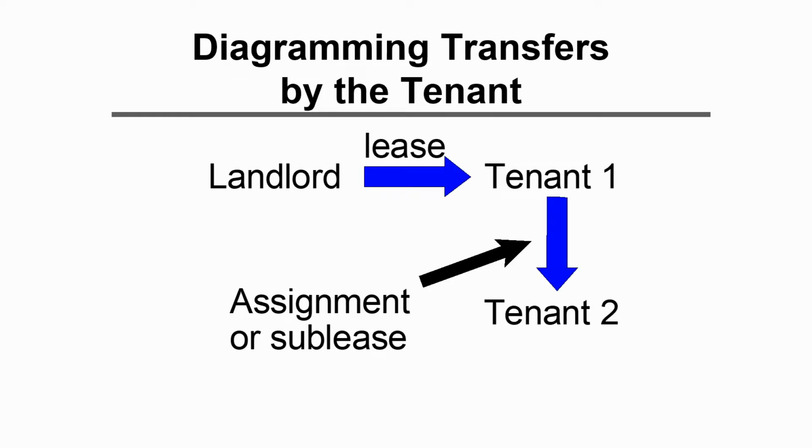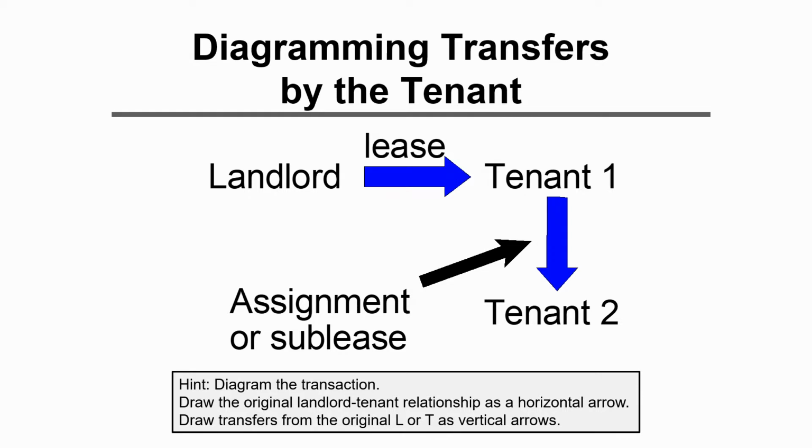But before we do, let's consider how to diagram these kinds of cases. There's a tremendous amount of power in making a good diagram of a case. It'll help you keep the parties and the facts straight, and I strongly urge you to do it. You'll notice in this example, there's a diagram showing a lease from the landlord to tenant one, and then an assignment or a sublease from tenant one to tenant two. Now, I don't like to be overbearing about this, but do it my way. Diagram the transaction by showing the original landlord-tenant relationship as a horizontal arrow, and then transfers by the original landlord or tenant to a new party as vertical arrows. If you'll do that, it will help you terrifically in keeping the facts and the parties straight.